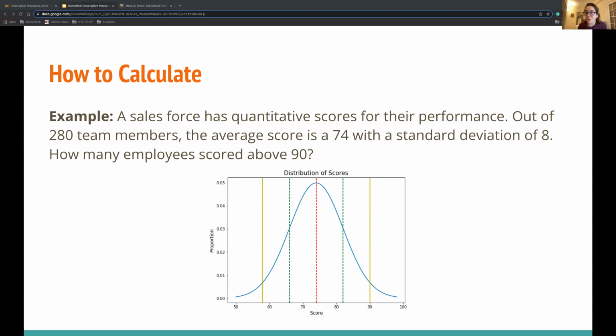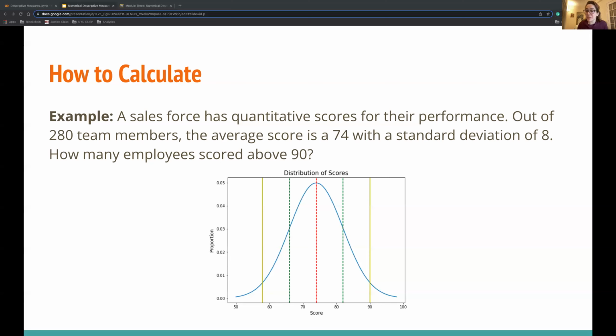So about 7 employees, just bringing that back to the values that we're working with, going from 2.5% of all employees here of the 280 would be 7 employees scored below this and above these 2 intervals.